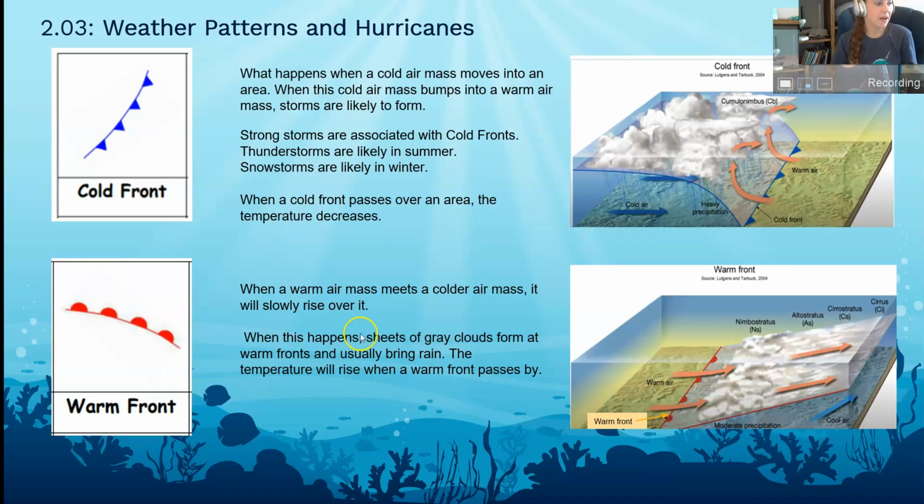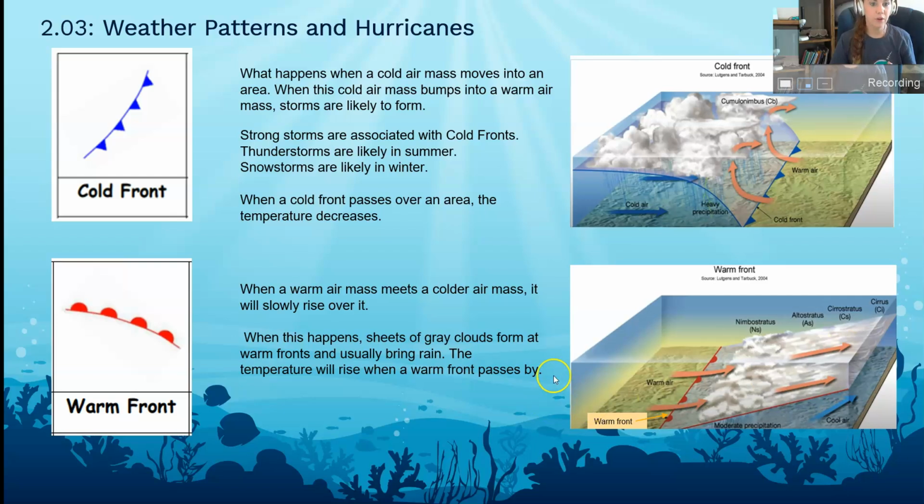Then, what do we have about warm fronts? Well, those are those red semicircles, and this indicates a warm front moving into an area. When a warm front meets a cold front, it will slowly rise over it, okay? Heat rises, right? Less dense things rise. When this happens, sheets of gray clouds are going to form. That's this here. Okay, and it'll usually bring with it rain.